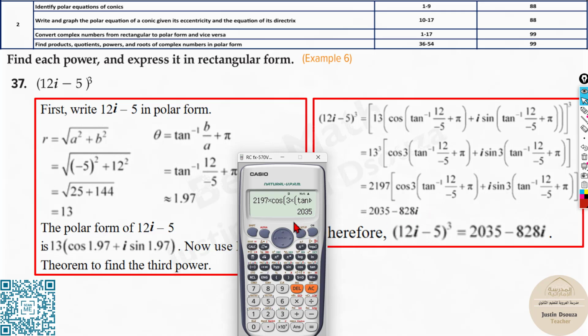That's the reason why they have done this. But you can avoid that if you take, say, 4 decimal points. Instead of 1.97, take about 4 to 5 decimal points. You'll get a much more accurate answer. That's the only thing done over here. I'll just show you over here.